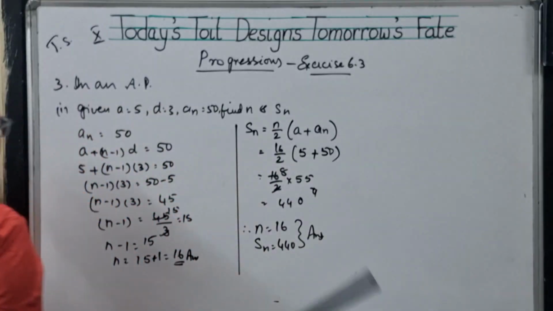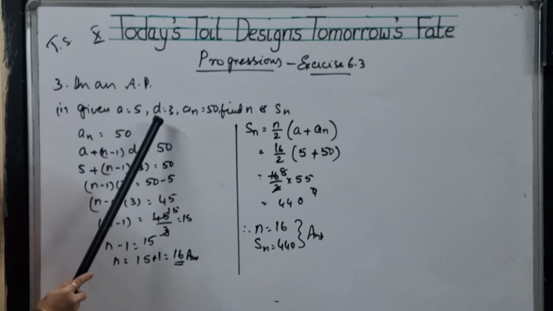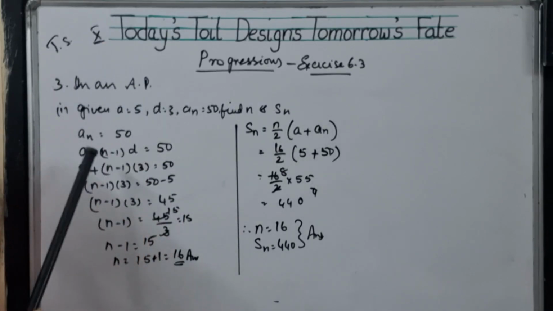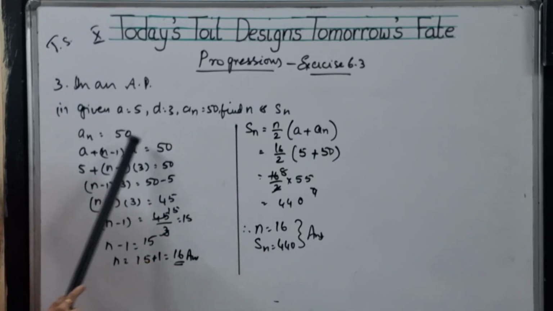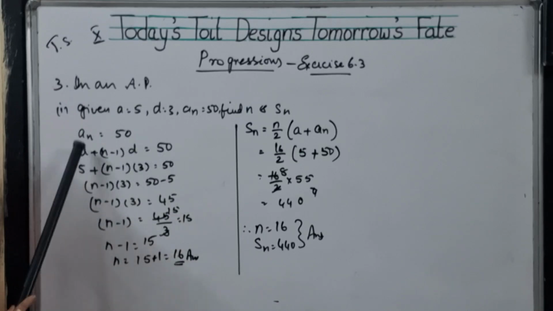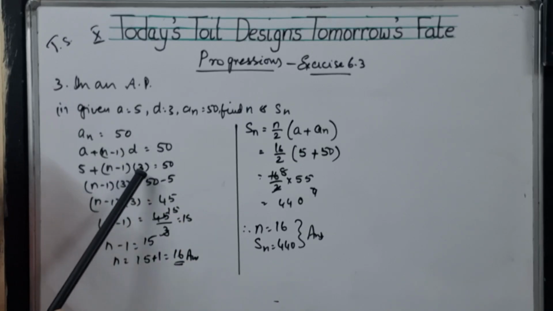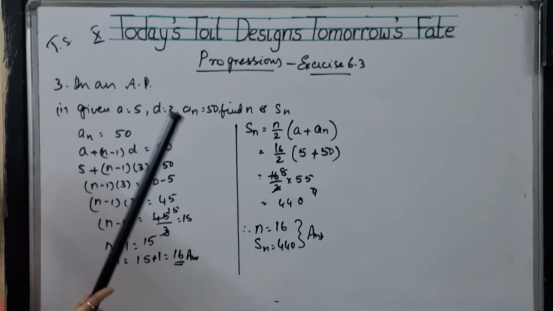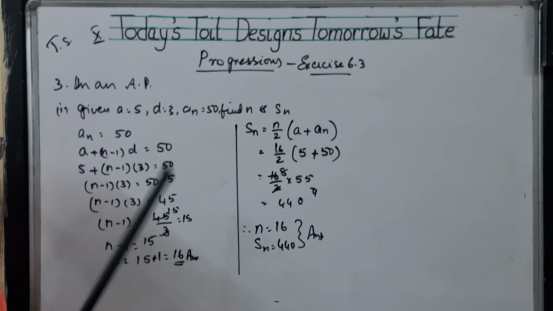So let me explain you once again. a is 5, d is 3, an is 50. You need to find out n and Sn. an is 50, they have already given. The an formula is a plus (n minus 1) into d is 50. So a is 5: 5 plus (n minus 1) into d is 50. So (n minus 1) into d is 50 minus 5, so (n minus 1) into d is 45. n minus 1 is 45 by 3, that is 15. n minus 1 is 15, so n is equal to 15 plus 1, that is 16.